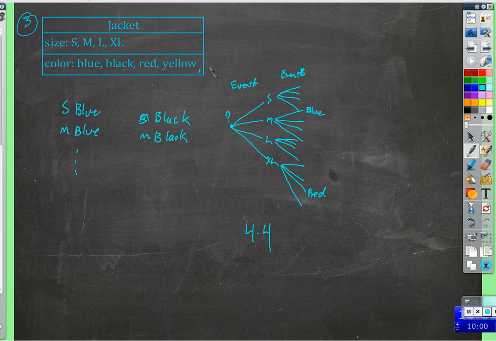If we add another color like white, you get a white jacket. Well then each of these four sizes would then have a fifth branch coming off of it. And instead of 16, we would have 20 possibilities, right? And if we threw another size on there, then this guy would have five choices as well, and we'd have five times five, 25 possible jackets, right? So this is the fundamental counting principle. We just multiply the number of ways event A can happen by the number of ways event B can happen by the number of ways event C can happen if there's a third event.